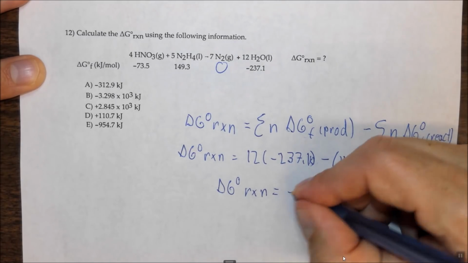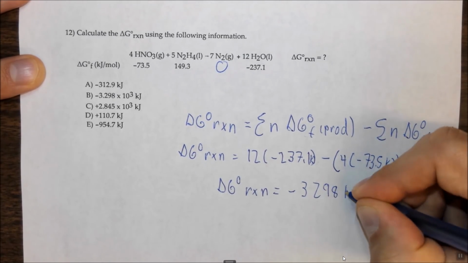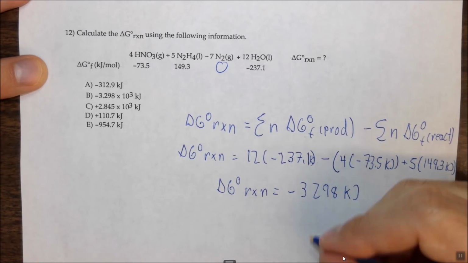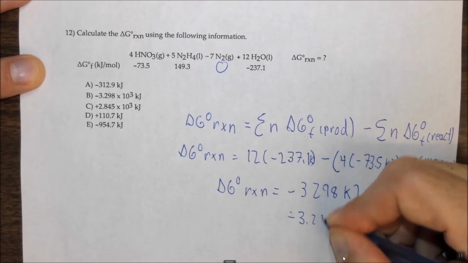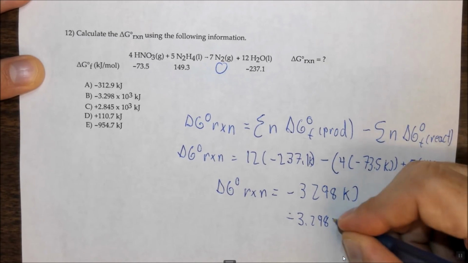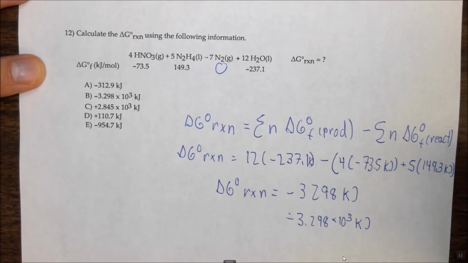And when you do all that, you find that the delta G naught of the reaction is equal to negative 3298 kilojoules. But because the answers are in scientific notation, we have to move the decimal place 3 times. So it's negative 3.298 times 10 to the 3 kilojoules, which is choice letter B.